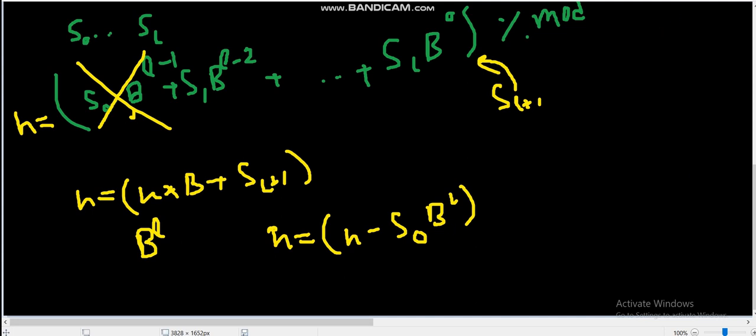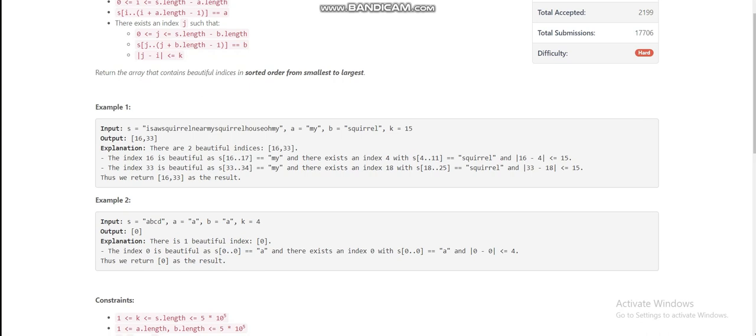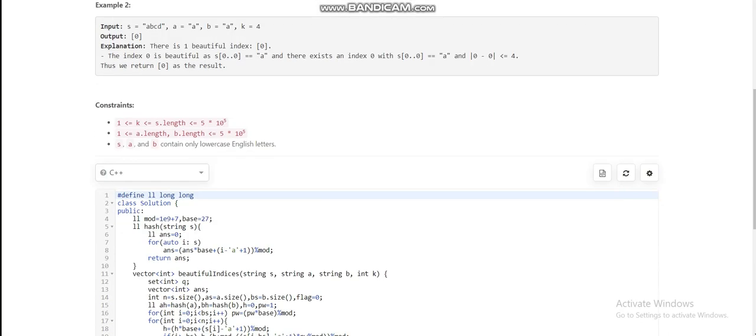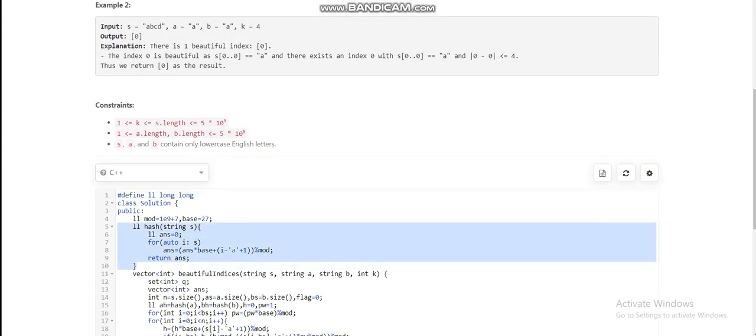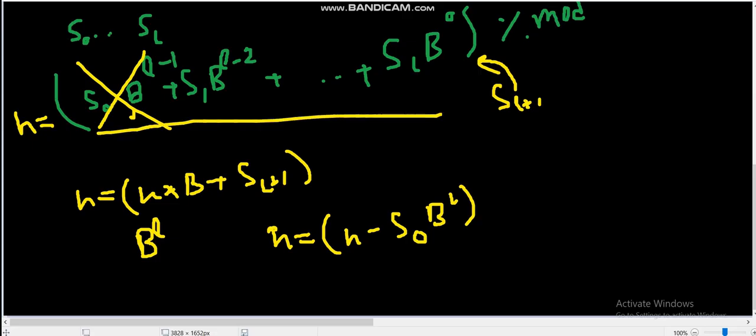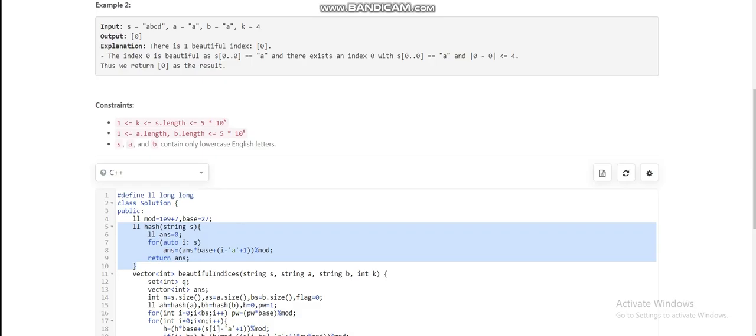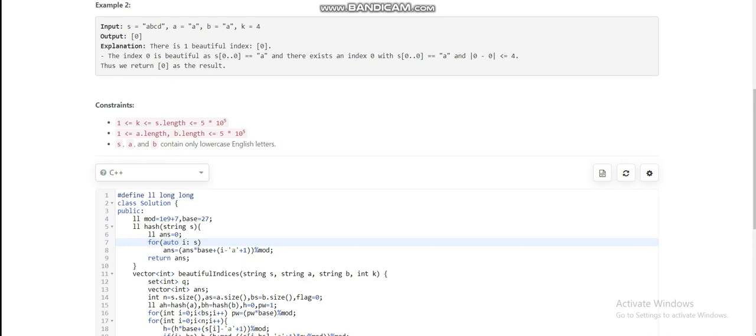Now let's jump into the code. I will try to explain how I have solved the problem using hashes. So this hash function will try to generate the hash of a string using the Rabin-Karp algorithm. The hash function is this. I have already explained. Here you can see the answer is the hash times base plus s[i] minus 'a' plus 1.